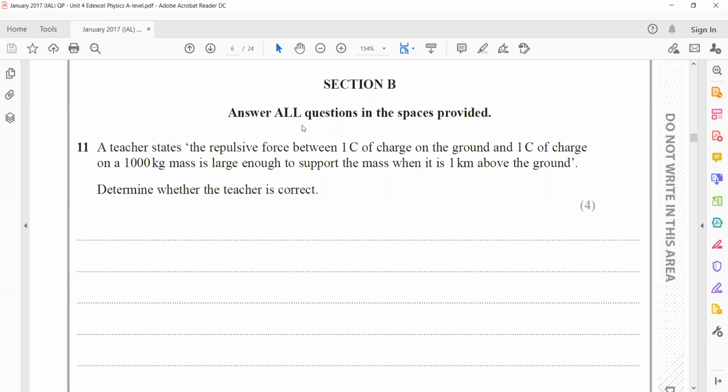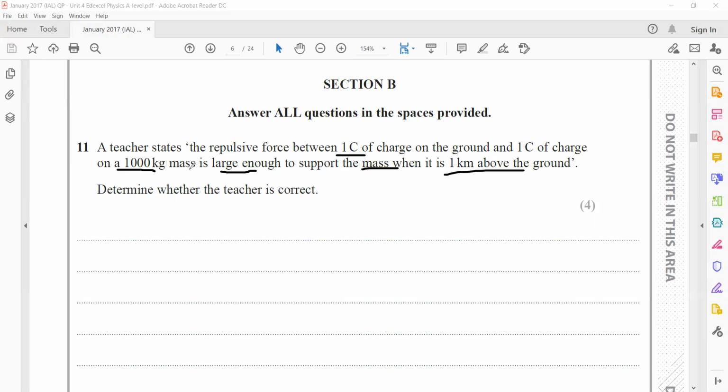Okay, a teacher state that the repulsive force between 1 coulomb of a charge on the ground and 1 coulomb charge on 1000 kg mass is large enough to support the mass when it is 1 kilometer above the ground. Determine whether the teacher is correct.